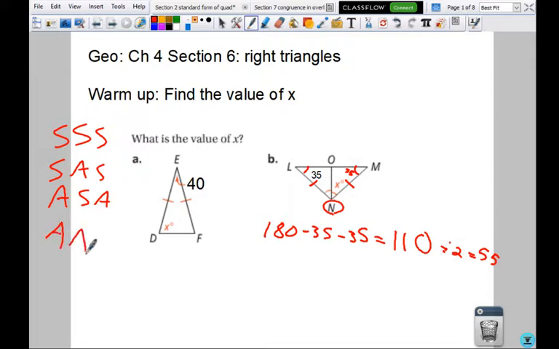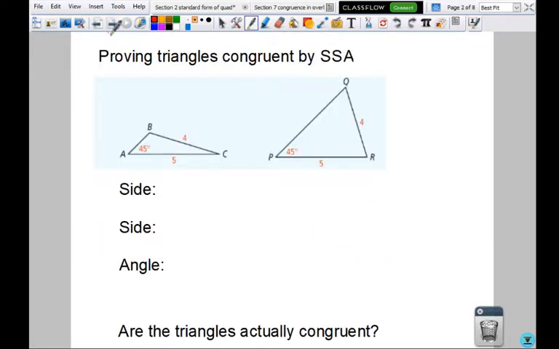Okay. We are going to learn a 5th one today. This is one we've kind of talked about before. We've talked about side, side, angle before. You guys have asked about it. So we're actually going to look at that today: side, side, angle.